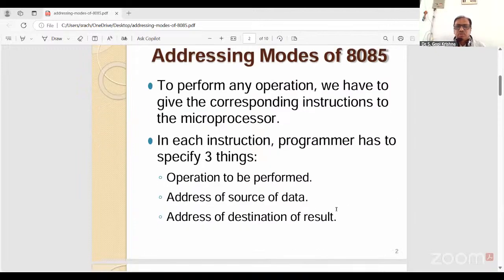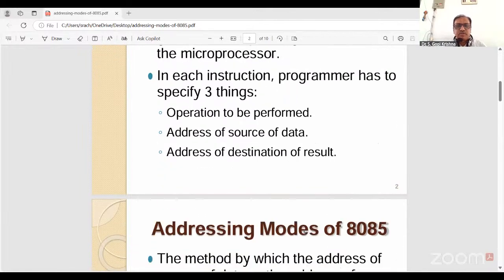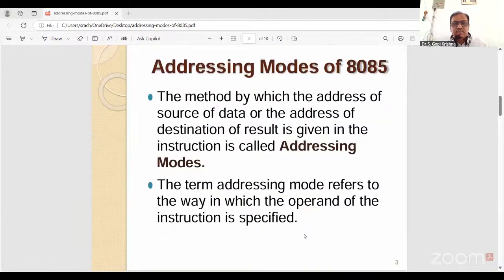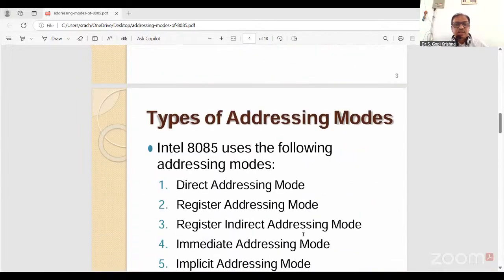In each instruction, the programmer has to specify three things: the operation to be performed, the address of the source of data, and the address of the destination of the result. Now, the methods by which the address of the source of data or the address of the destination of result is given in the instruction are called addressing modes. The term addressing modes refers to the way in which the operand of the instruction is specified.